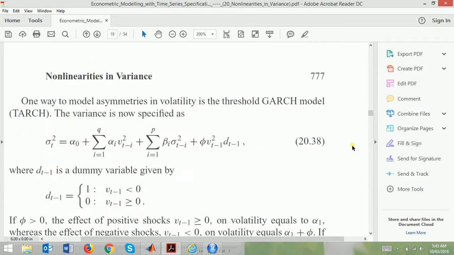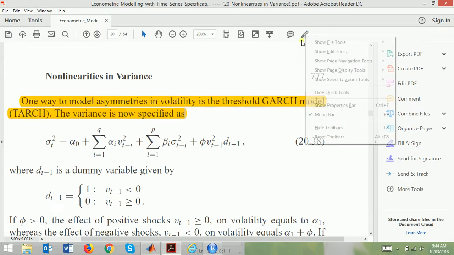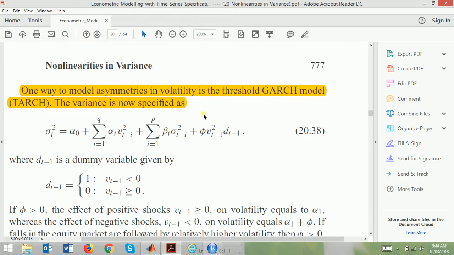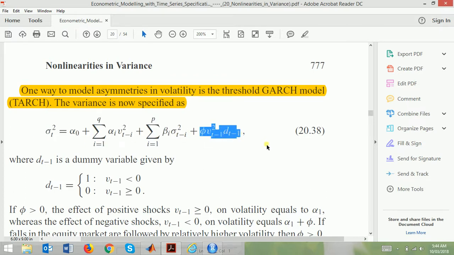We have talked about positive shocks, where all shocks are converted to positive shocks, and we have tested our model. Now we're going to try capturing negative shocks as well. One way to model asymmetries in volatility is the threshold GARCH, or TARCH, model. So we want to capture the negativity in the series. The variance is now specified as, first, the ARCH specification, then the GARCH specification, then an additional specification for TGARCH, which is phi times v squared t minus 1 times d t minus 1.